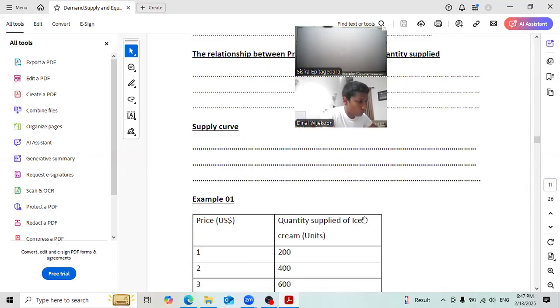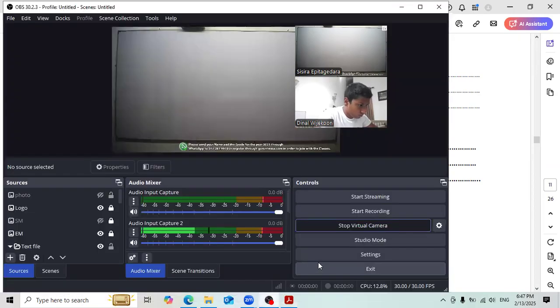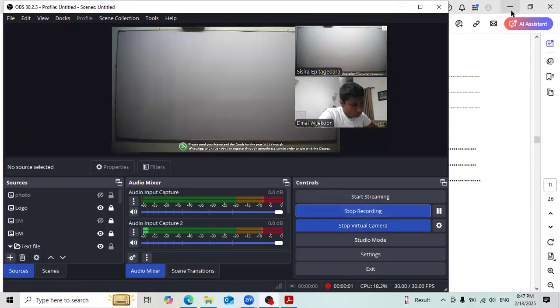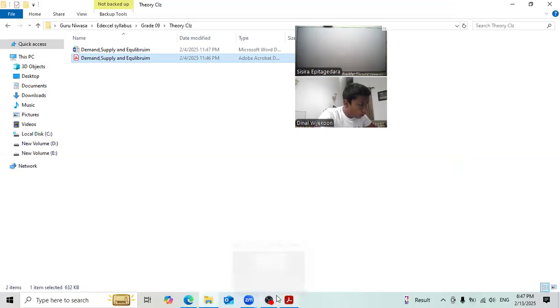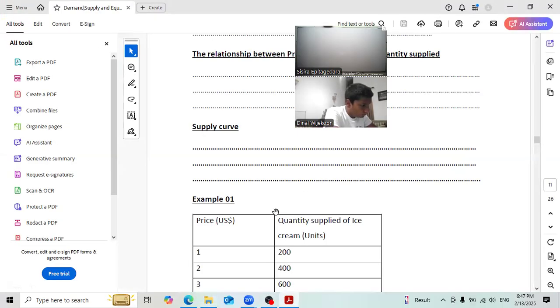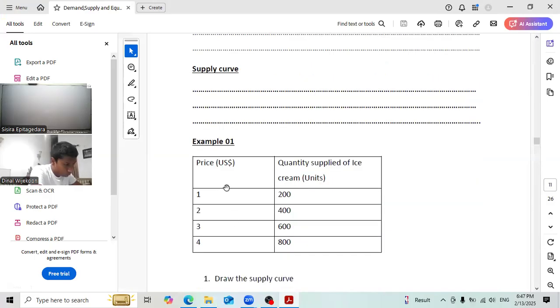Last day we discussed something about supply curve. And today we can draw supply curves, right? First one, example number one. Can you see the example number one? Yes.